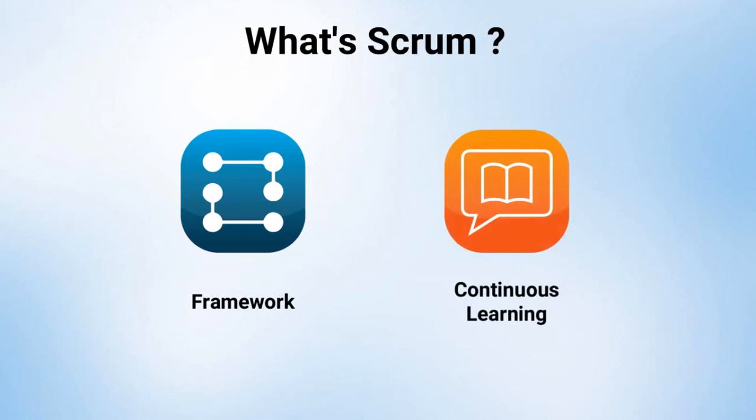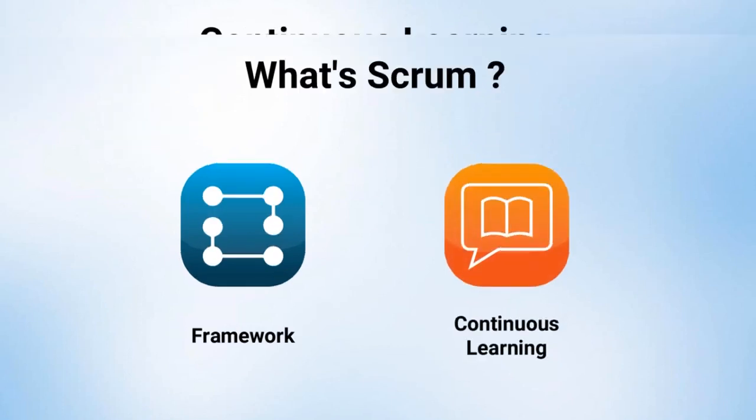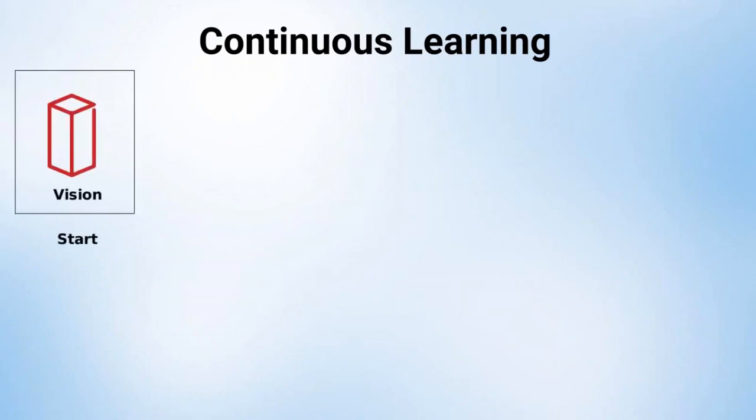And what do we mean by continuous learning? Scrum projects start with a vision. This is the initial desired end result of the project. The stronger the vision at the start of the project, the better. The product is then worked on an iteration at a time.